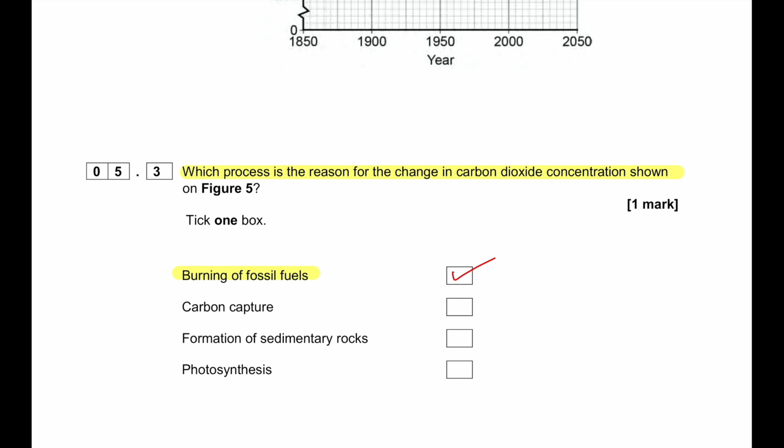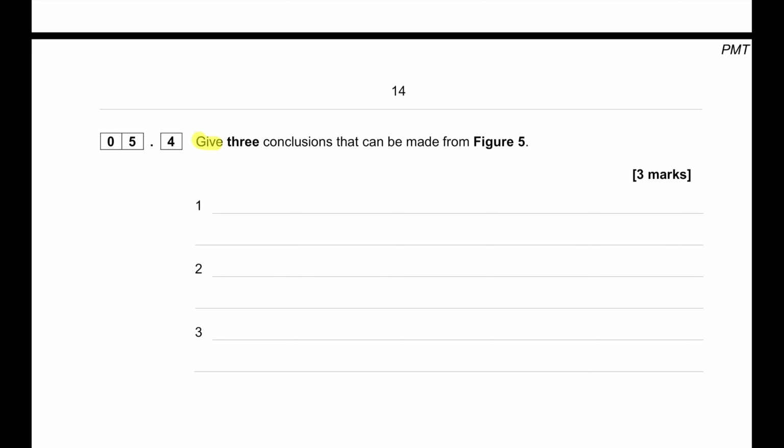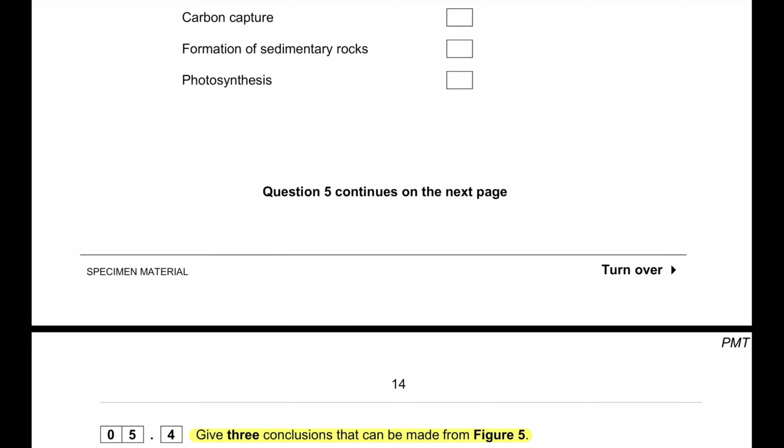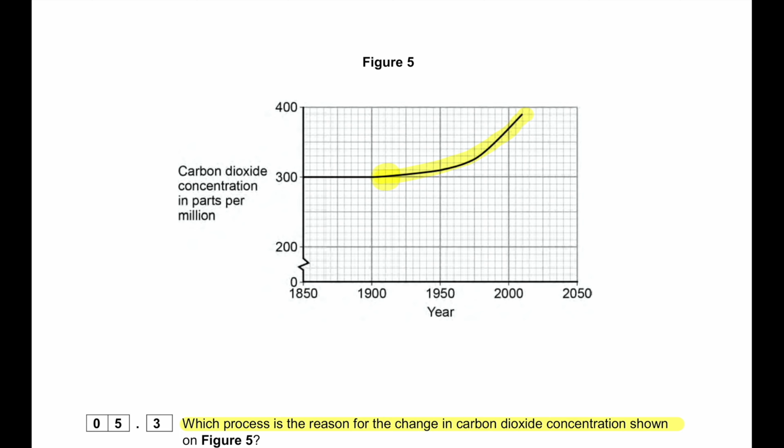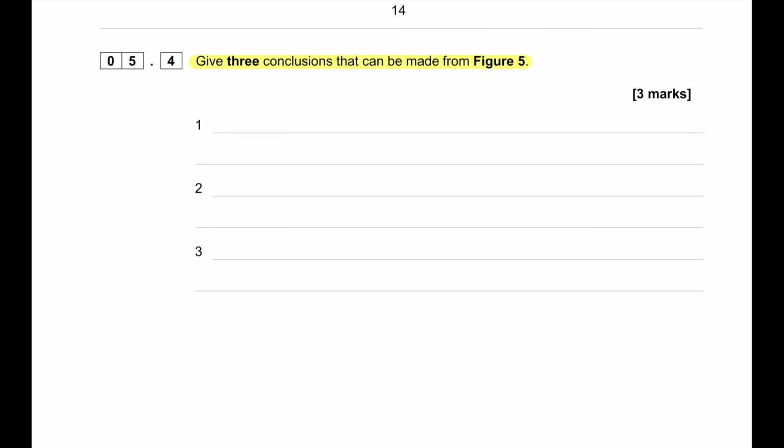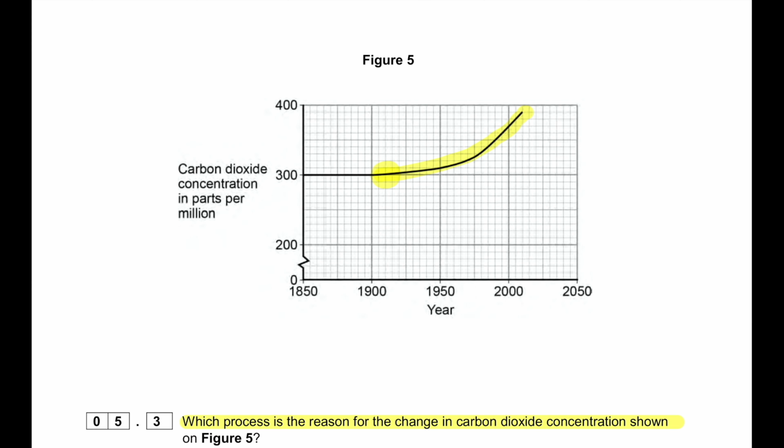So burning of fossil fuel. Give 3 conclusions that can be made from figure 5. When we are talking about figure 5, the conclusions that we can make are as follows. Carbon dioxide concentration stayed constant from 1850s to 1900. You can show it from here. From 1850s to 1900, the carbon dioxide concentration stayed constant.